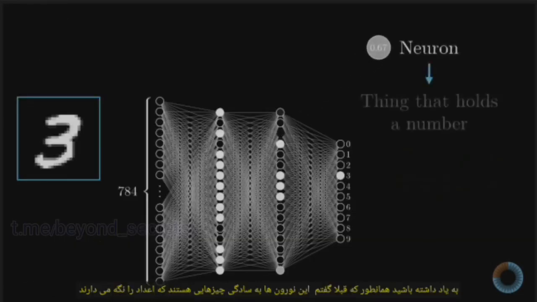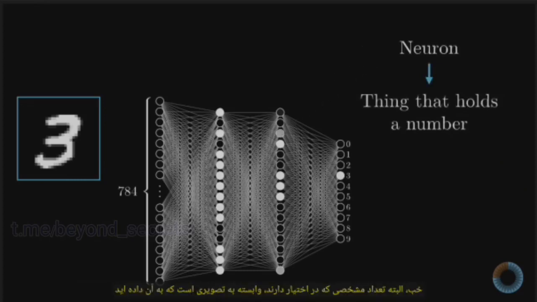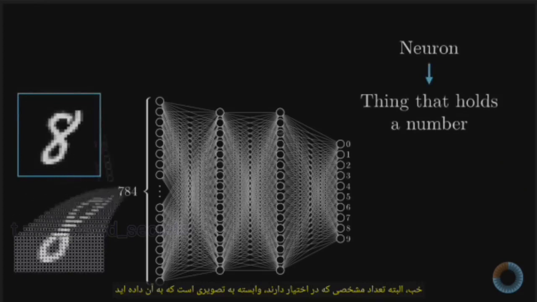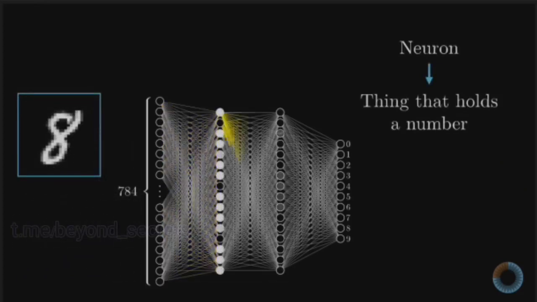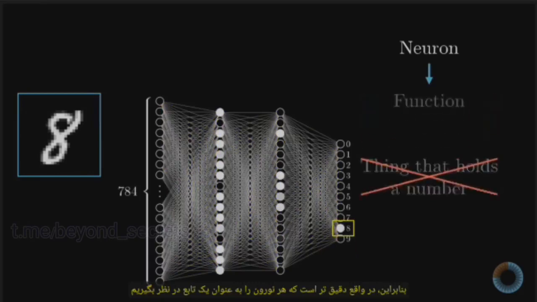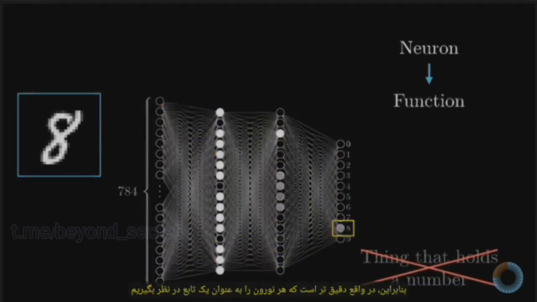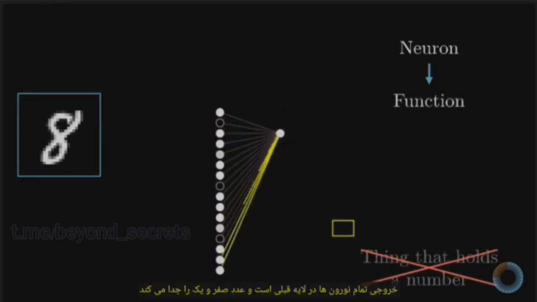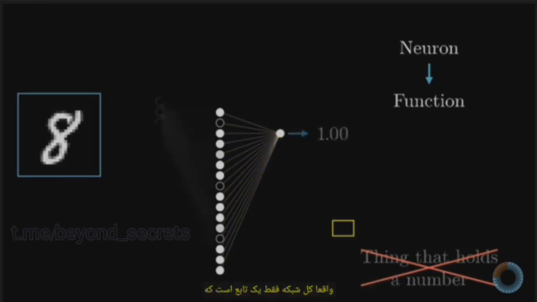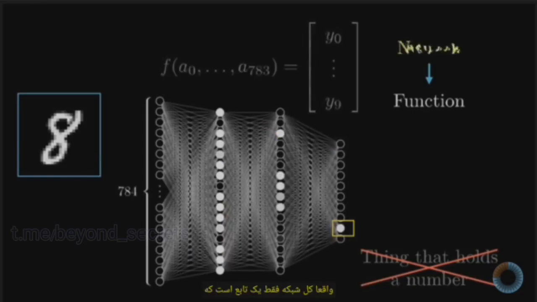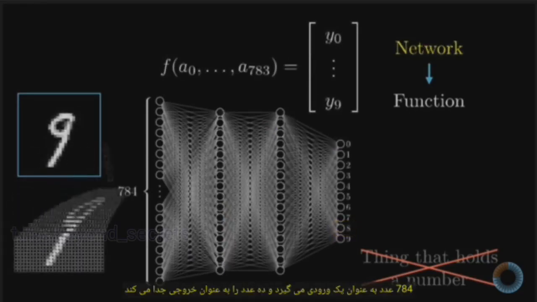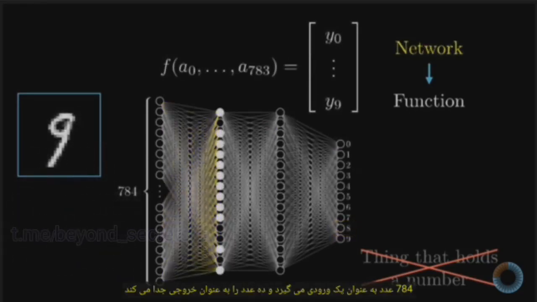Remember how earlier I said these neurons are simply things that hold numbers? Well, of course, the specific numbers that they hold depend on the image you feed in. So it's actually more accurate to think of each neuron as a function, one that takes in the outputs of all the neurons in the previous layer and spits out a number between 0 and 1. Really, the entire network is just a function, one that takes in 784 numbers as an input and spits out 10 numbers as an output.